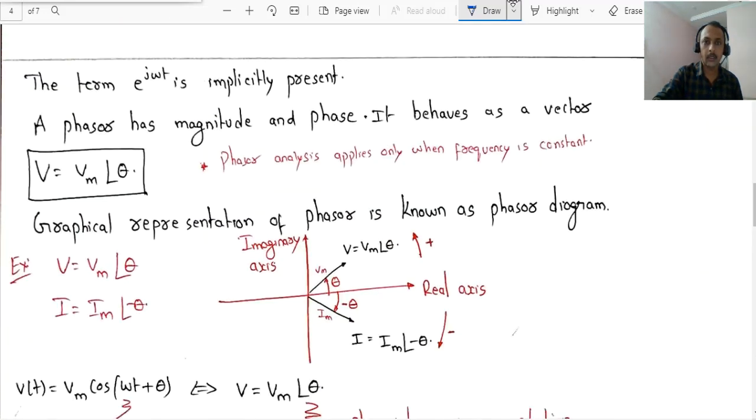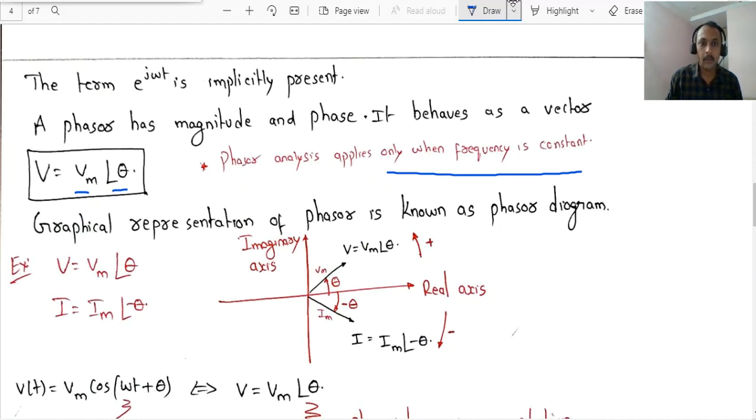Now this behaves as a vector. This phasor has both magnitude and phase, right? And this point about phasor analysis is very important, dear students. Phasor analysis applies only when the frequency is constant, right? So it will not speak anything about the frequency.